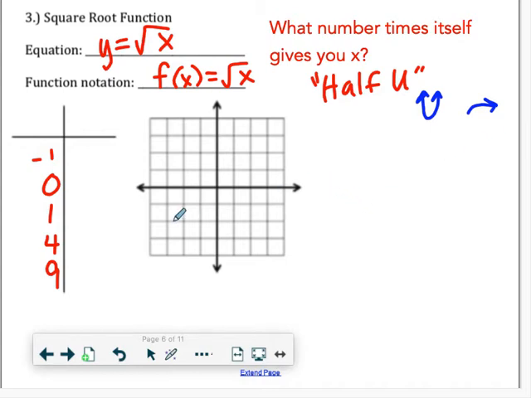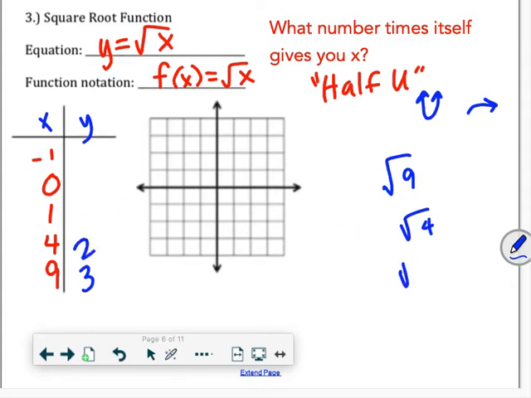Okay? So these are the points that I picked for us to work with this square root. So let's start at the bottom with 9. If I asked you what the square root of 9 is, mathematically you'd be asking yourself, what times itself is 9? Okay, good. So our answer is 3. Square root of 4. What times itself is 4? 2. And the square root of 1. What times itself is 1? Square root of 0 is 0.